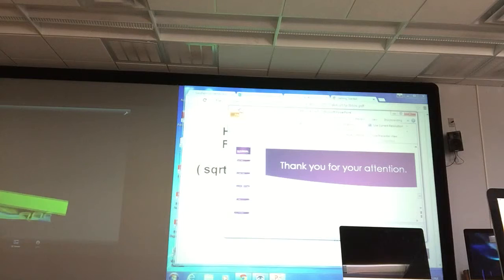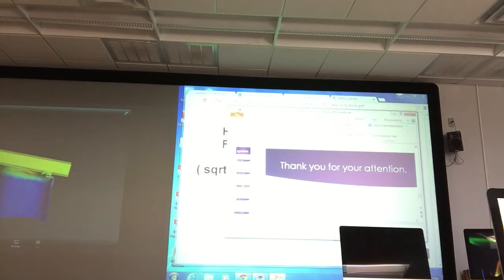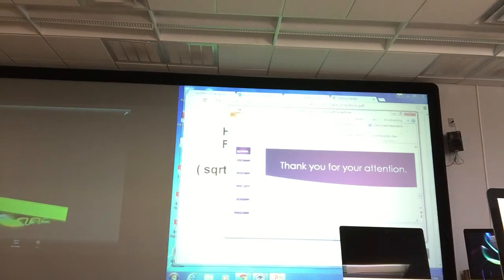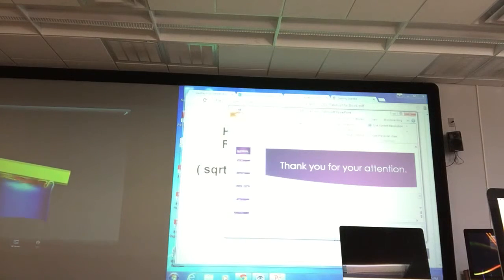Are all these apps at the App Store? Yes, all of these are in the App Store, and all of them have Android versions of it. Okay.